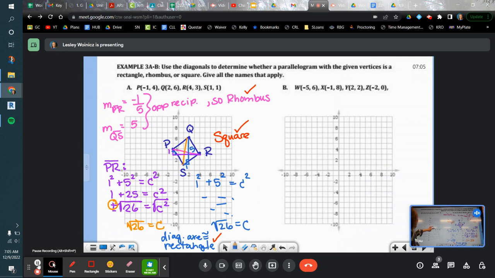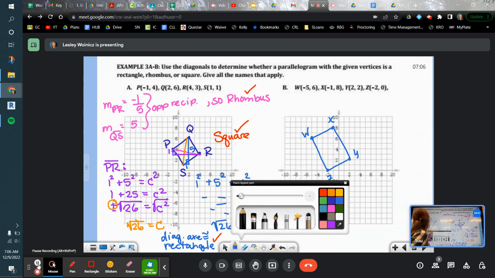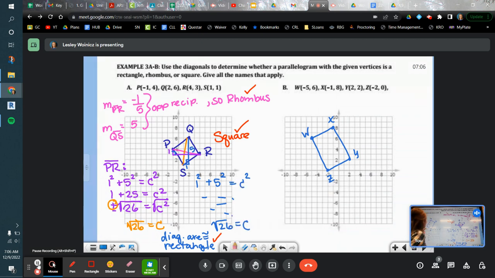Okay, so -5, 6 is my W. X is at -1, 8. Y is at 2, 2. And Z is at -2, 0. Guys, we just have to do the same thing. So to see if this is a rhombus, we have to find the slopes of our diagonals and see if they're opposite reciprocals. So my first diagonal is here.